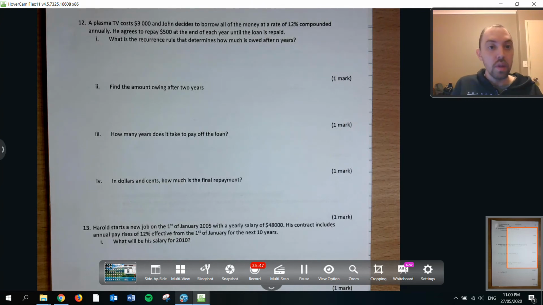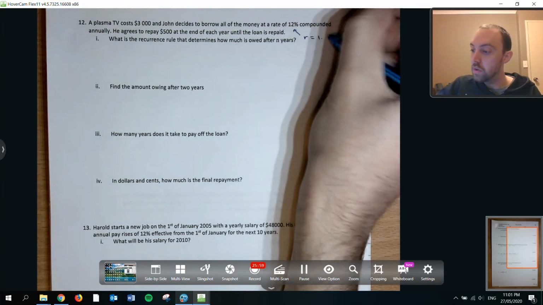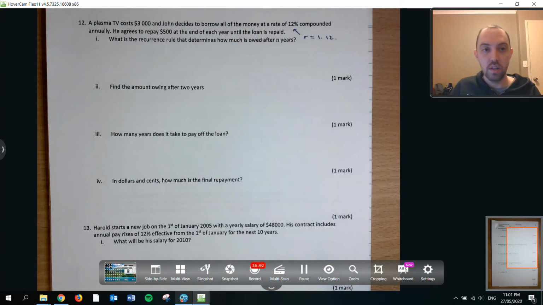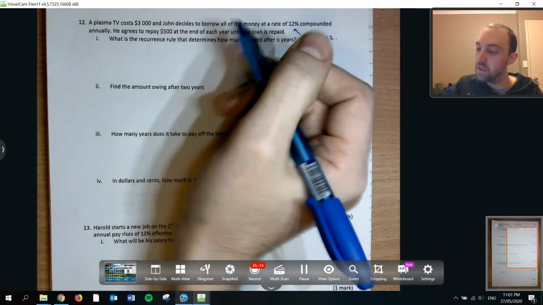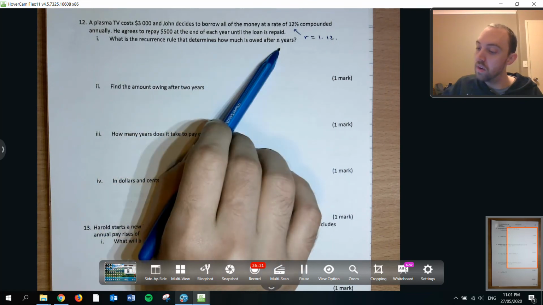Question 12. A plasma TV costs $3,000 and John decides to borrow all of the money at a rate of 12% compounded annually. So compound interest is increasing my loan. This is a 12% increase. R is equal to 1.12 instantly. He agrees to repay $500 at the end of each year until the loan is repaid. So it increases by 12%. Then we're subtracting 500 because we're talking about how much he owes. What is the recurrence rule that determines how much is owed after n years?